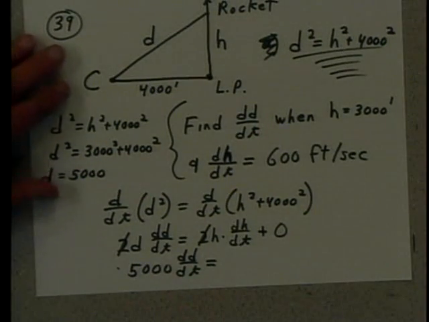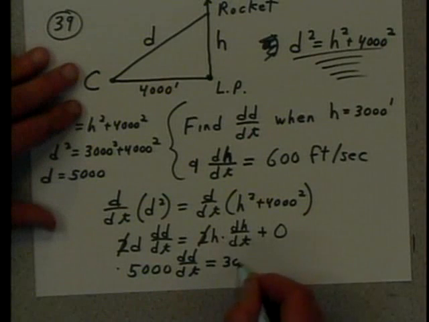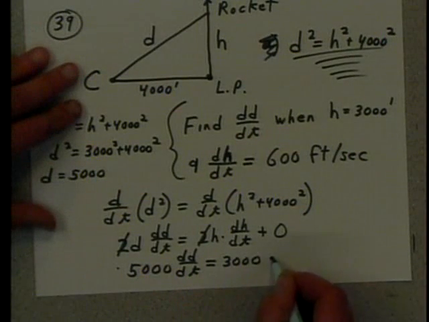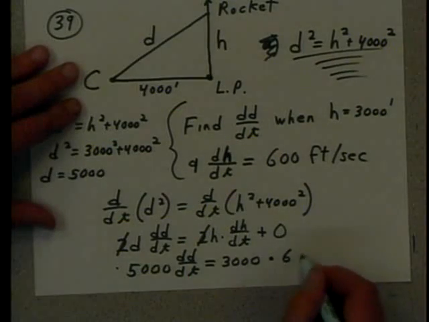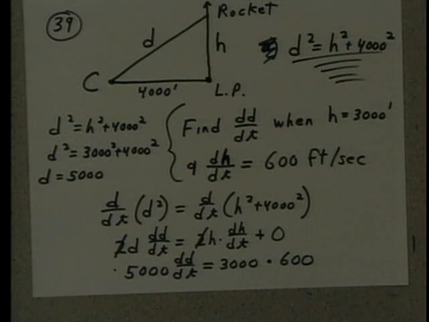And what do you put in for H? 3,000. Oh, there it is. And the dH/dt? 600. Okay, just divide each side by 5,000. And you'll get that 360 that we gave you for an answer, that Bob gave you for an answer. That's sufficient? You can do that, right?